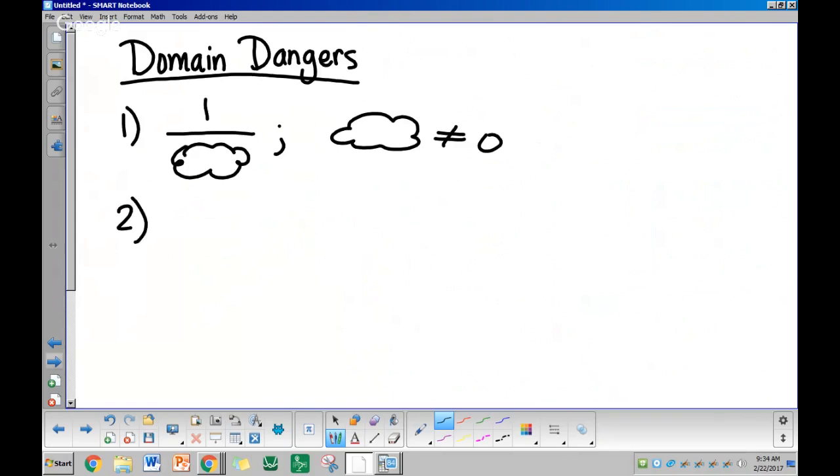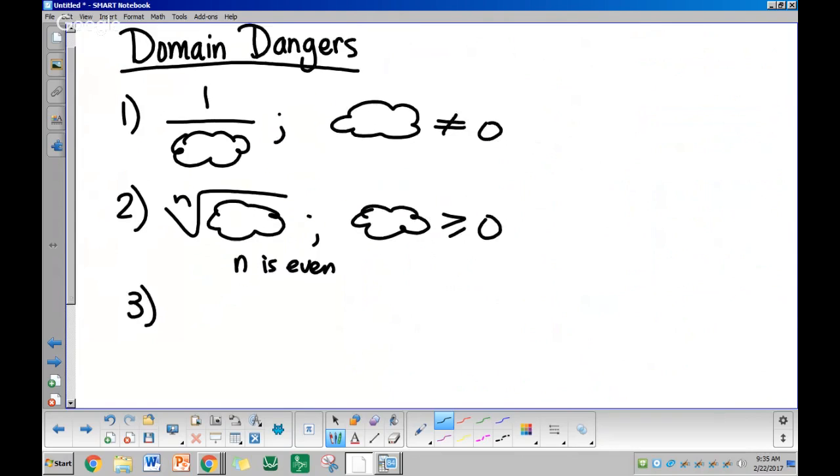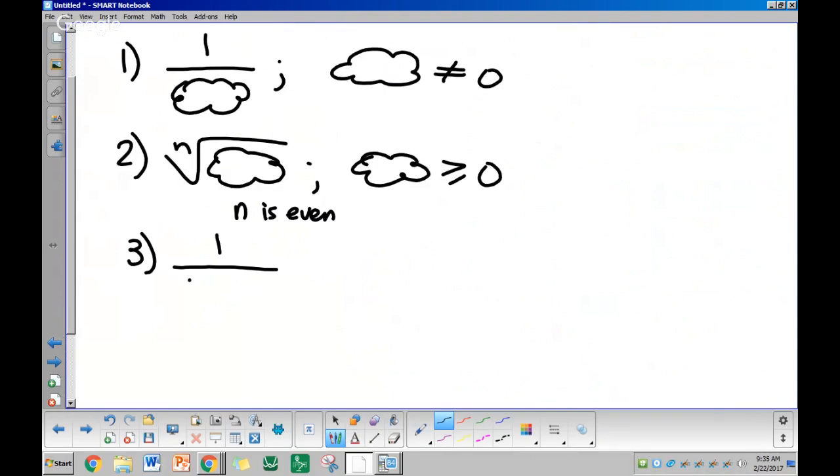The second one is the even root of something. So what do we say here? That's right. So that can't be negative, but it can be equal to 0. All right, what about 3? I'm going to have an even root in the denominator. How does that switch things up? Yeah, this now has to be greater than 0.